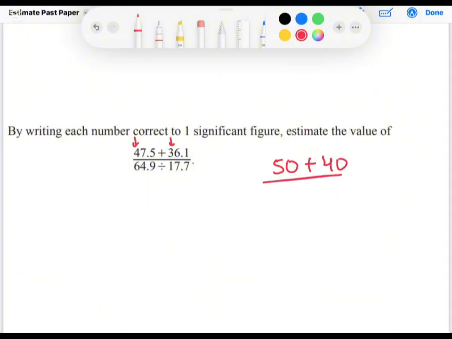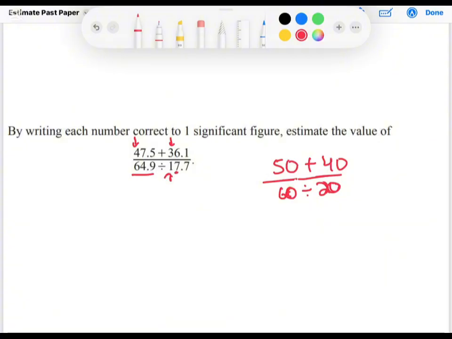In the denominator, when we solve, this will become 60, and then it will become 20. Sorry, this is not add, this is division, or divide. We need to divide this value. 60 divided by 20. Okay, because the first significant figure is 1.